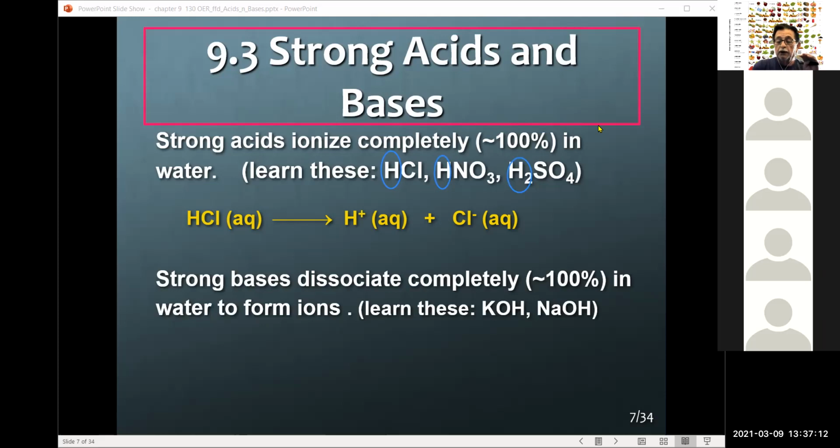Okay. And some examples of strong bases. The majority of bases that you're going to be dealing with are ionic compounds. They're going to have a polyatomic ion like hydroxide. So here, potassium hydroxide and sodium hydroxide are two examples of very strong bases. When they go in water, they completely dissociate into the ions, approximately 100%, but pretty close. And that is what makes them classified as strong acids or bases.